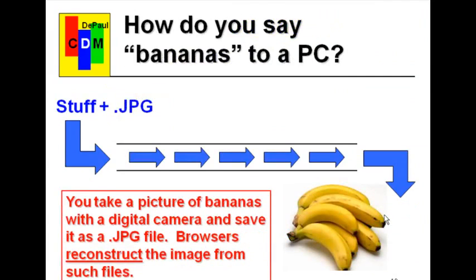How do you say bananas to a PC? You're already familiar with still images. You realize that a JPEG is really instructions on how to paint the picture on the screen. That's all it really is. When the JPEG is made, the image that's focused on the sensor, which converts the light into electrical signals, is broken down into a bunch of little dots, and the color intensities of each dot, red, green, and blue, are measured, and those values are what's stored in the JPEG.